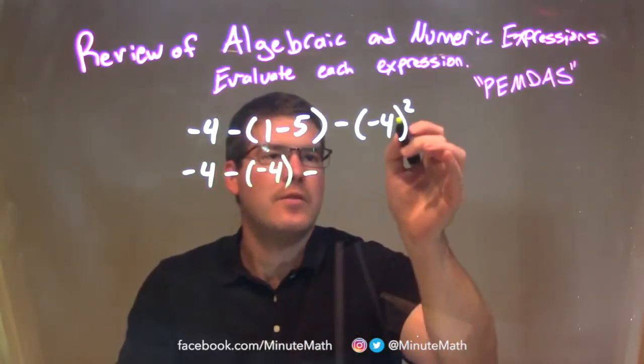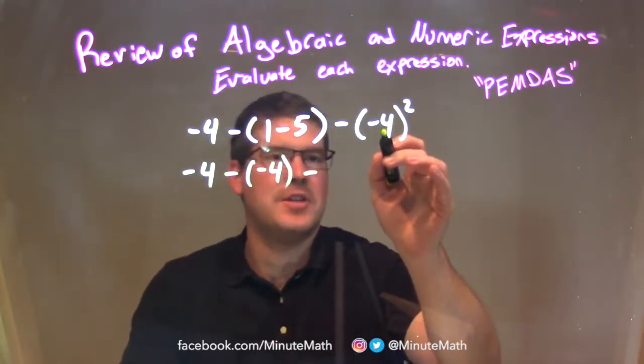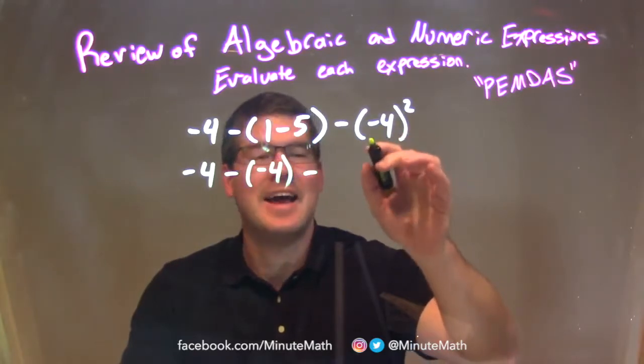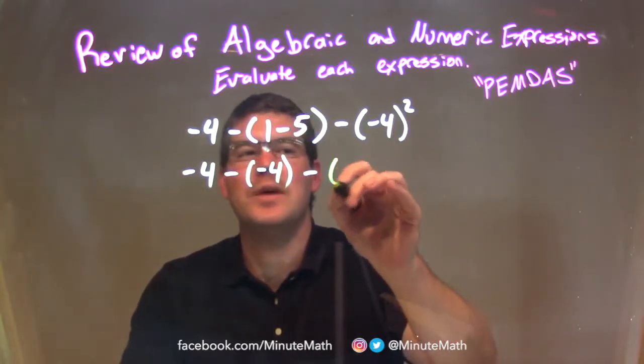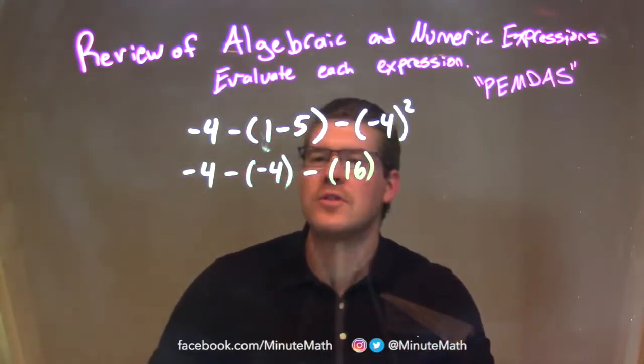Minus, well, negative 4 here, this parenthesis, nothing really going on there, can't really change anything, but we're squaring that first. We're squaring that negative 4. Negative 4 squared comes out to be a positive 16. So let's clean this up a little bit.